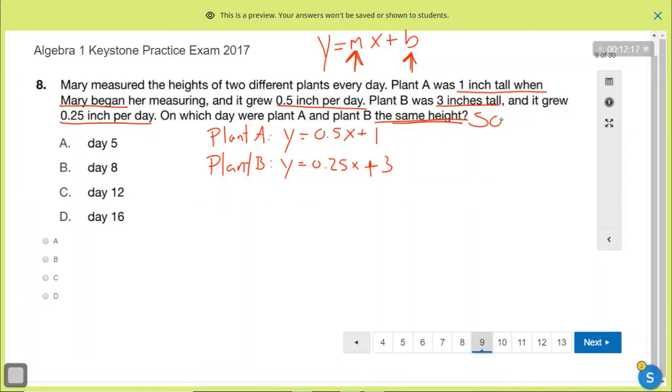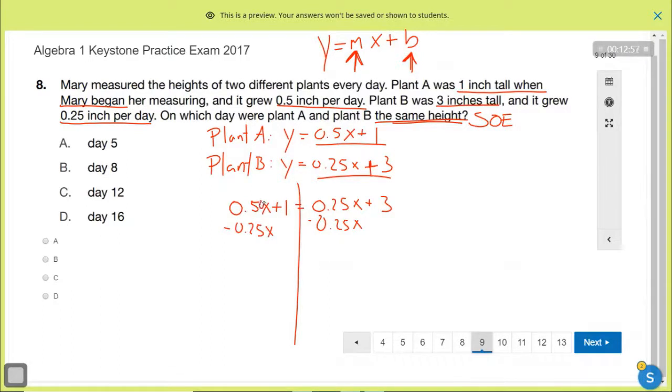A system of equations, abbreviated SOE, is always asking when you've got two situations, when are they going to be the same? So if they're asking for two different situations to be the same, they want you to solve a system of equations. In this case, both of these are set equal to y, so I will use the equal values method. If 0.5x plus 1 is equal to y, and 0.25x plus 3 is equal to y, then 0.5x plus 1 must equal 0.25x plus 3. And I'm going to solve this equation. I'm going to get all my x's to one side.